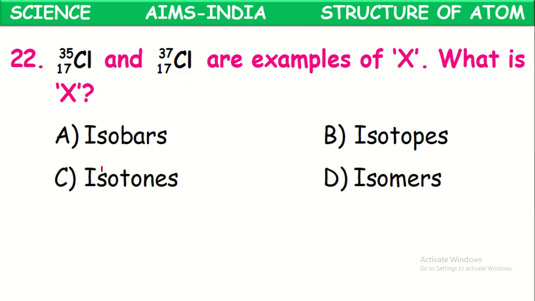Next, chlorine-35 and chlorine-37 are examples of X. So what is X here? We know these two have the same atomic number but different mass numbers. So the atoms of an element with the same atomic number but different mass numbers are called isotopes. X is representing isotopes.